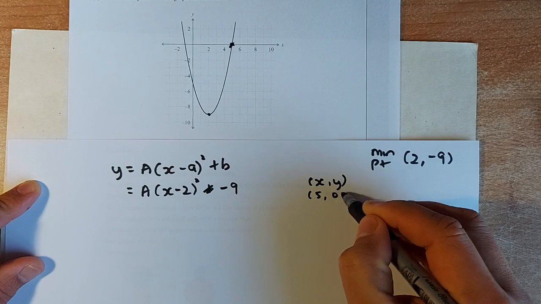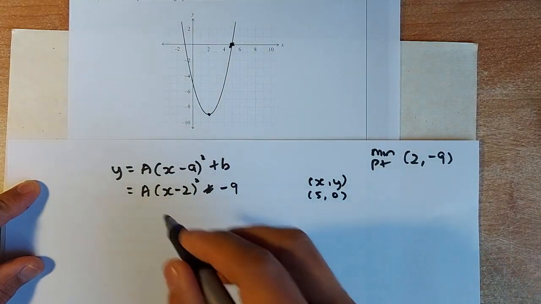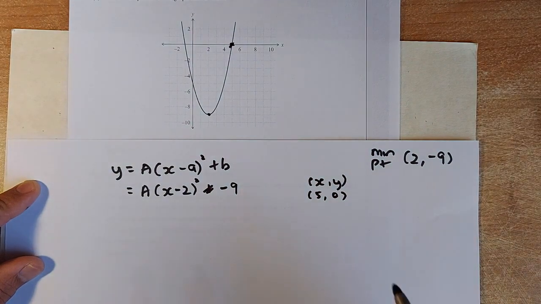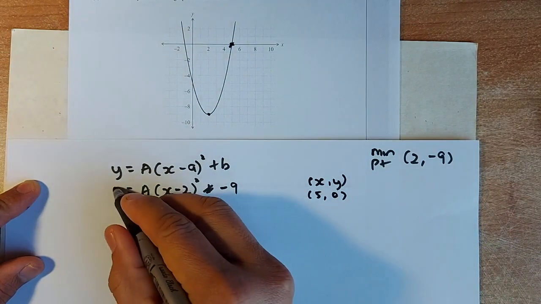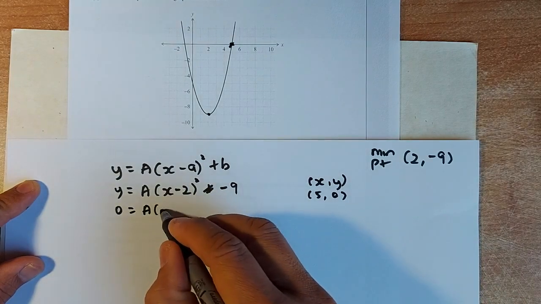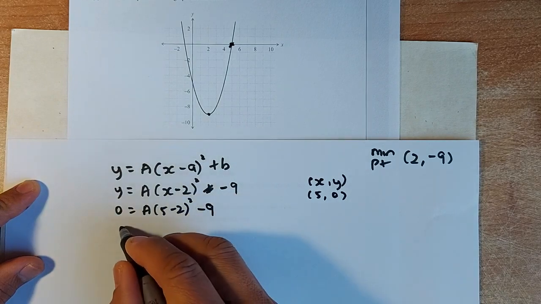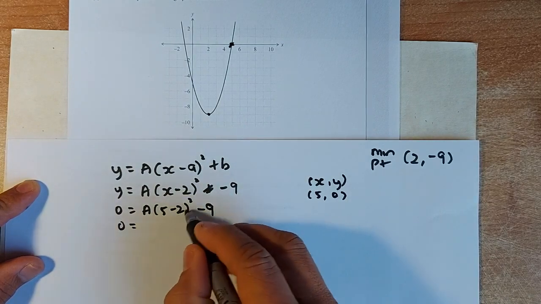Y is 0. Again, the same step. You're going to substitute the x and y into that equation to find the value of a. So y is 0, and x is 5. So 0 = a(5 - 2)² - 9. So you simplify, 0 equals a times 3 squared.